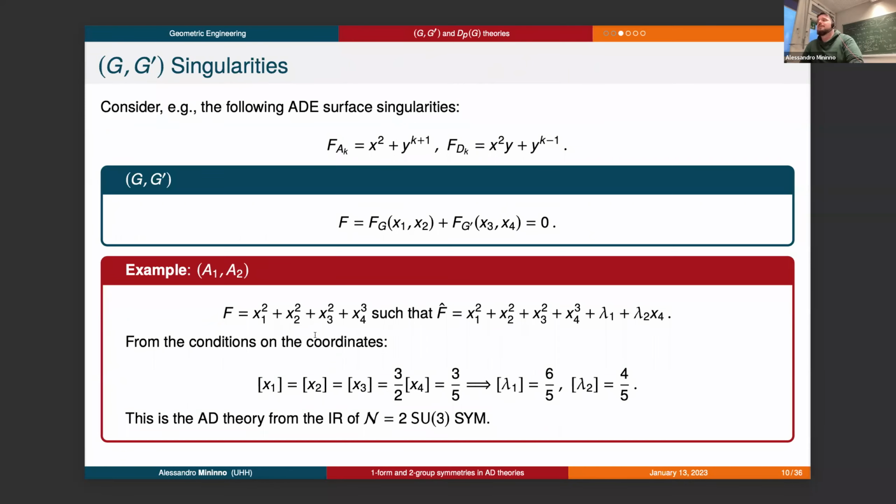A1, A2 is specializing this to k equal 1 and 2. And you study the deformation, as I was saying before. You ask for the homogeneity of the curve and the fact that the three-form has dimension 1. And you can find the scaling dimension of the coordinates, and then also the scaling dimension of your parameter. And you see that there is only one Coulomb branch operator, which is 6/5, which is exactly the N=2 SU(3) super Yang-Mills that we discussed at the beginning.